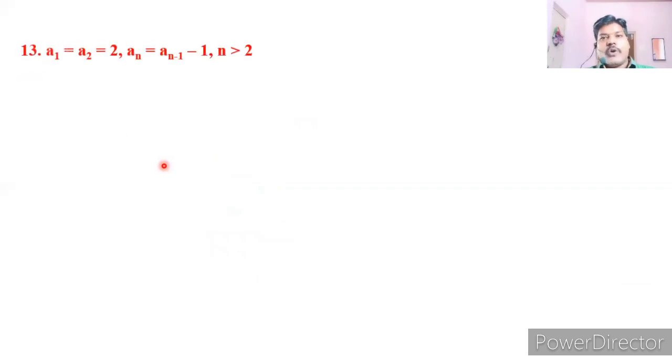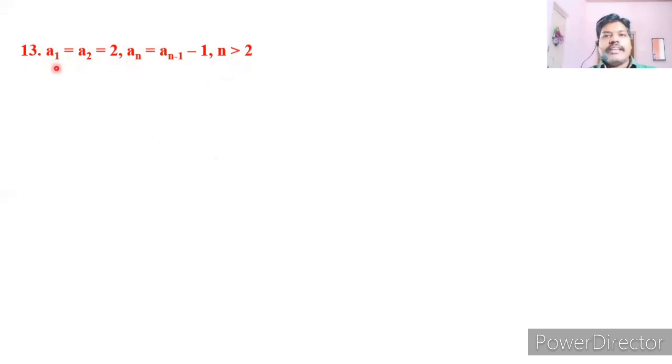In this question, what they are given is that a1 and a2 are equal to 2. The a1 value and a2 value are both equal to 2. And they also give the nth term. What is the nth term here? a_n is equal to a_(n-1) minus 1 for n greater than 2. N greater than 2 means you have to start with n equal to 3 only, because n is strictly greater than 2. That means 3, 4, 5 and so on.